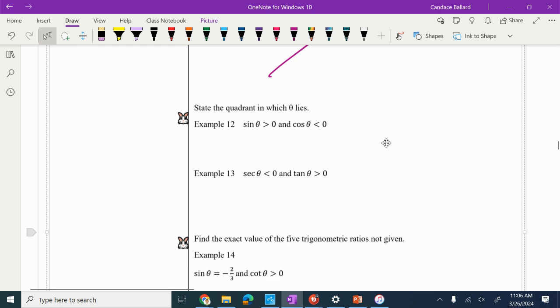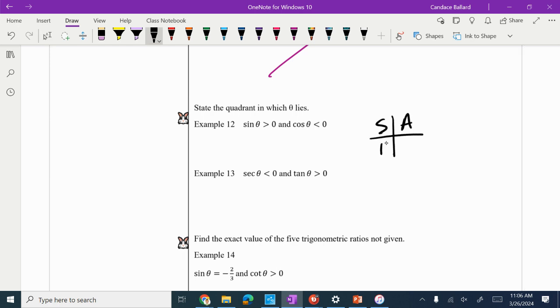All right. So we are supposed to state the quadrant in which theta lies. So we're again taking a baby step into the next set of problems. That's why there's only 2 of them. So here's what I do with this. I draw my little quadrant, and I do my all students take calculus thing, because I know that certain things are positive and certain things negative in different quadrants. So I'm trying to identify where something is happening. When I say sine is greater than 0, what does that mean? What's greater than 0 mean?